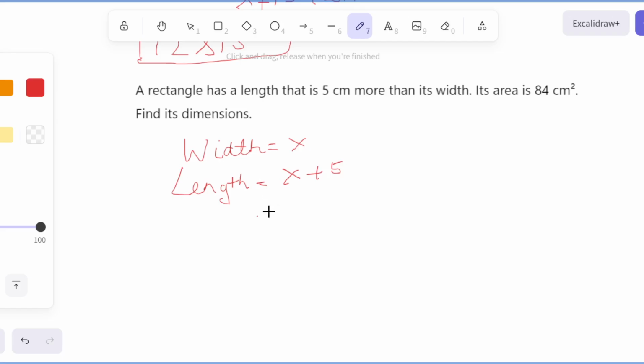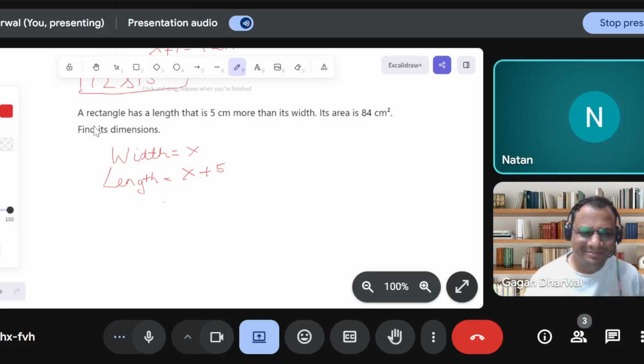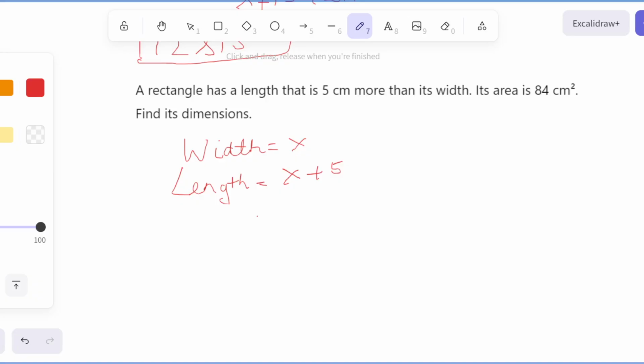So what do you think we should do next, Nathan? How can we proceed to make a quadratic equation? What should be our next step, Nathan? What is the area of a rectangle formula? It's length times width. Super, buddy.